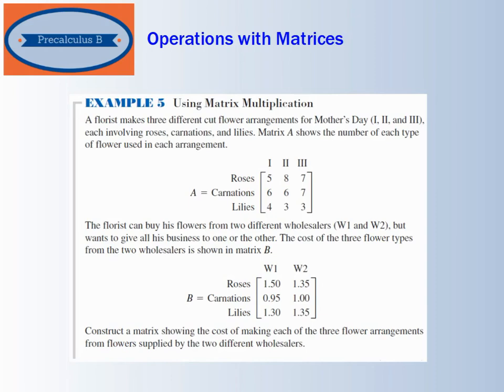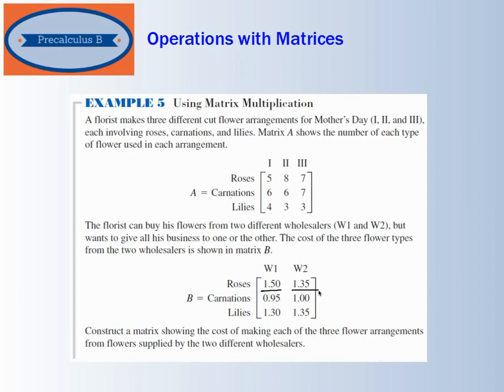All right, so the florist can buy their flowers from 2 different wholesalers, wholesaler 1 or wholesaler 2, but wants to give all of his business to one or the other. They don't want to have to parse it out and buy some roses from one, some carnations from one, etc. Now, if we look at this, wholesaler 1 sells their roses for slightly more expensive than wholesaler 2. The carnations, on the other hand, are a little bit cheaper, and the lilies are a little bit cheaper. All right? So now the flower shop wants to know which one they should do their business with, given that the costs for the flowers are different amounts.